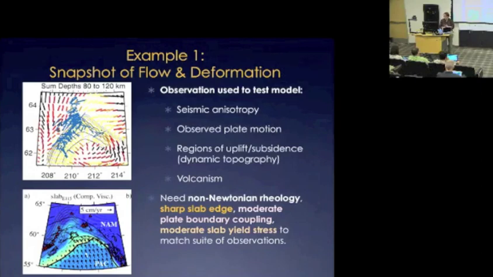and you had to have a very sharp edge to the slab. We also compared these models to the observed plate motion, the rate and direction of plate motion that we predicted for the Pacific plate, and then regions of uplift and subsidence in the overriding plate that were being driven by this coupling of the sinking slab to the overriding plate. And then we also looked at regions of volcanism and compared that to where our models predicted decompression melting as the flow comes around the edge of the slab. So we found good agreement with this little cluster of volcanism, the rainbow volcanics, which is actually along the eastern edge of the slab.